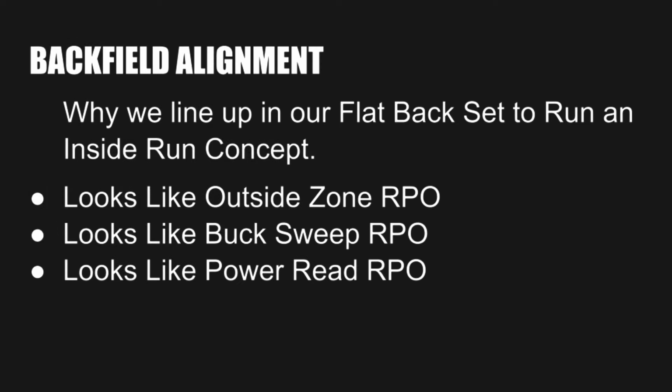The backfield alignment, why we line up in flat backs for Counter Trey. We want it to look like we're running outside zone. We want it to look like we're running bucks, we call it our sweep read RPO, which is basically a buck sweep RPO. And then we also want it to look like our power read, okay, which is an inverted veer read option basically. Okay, so we want this inside run concept to look like our outside run concepts. And we'll get into that in great detail here once we start looking at some film clips.